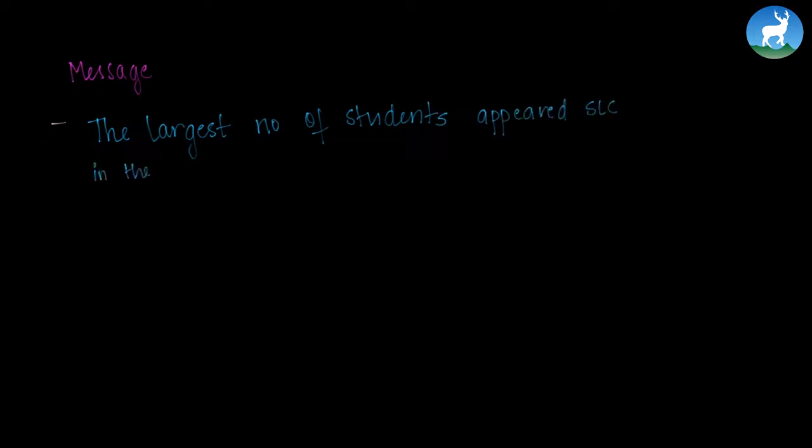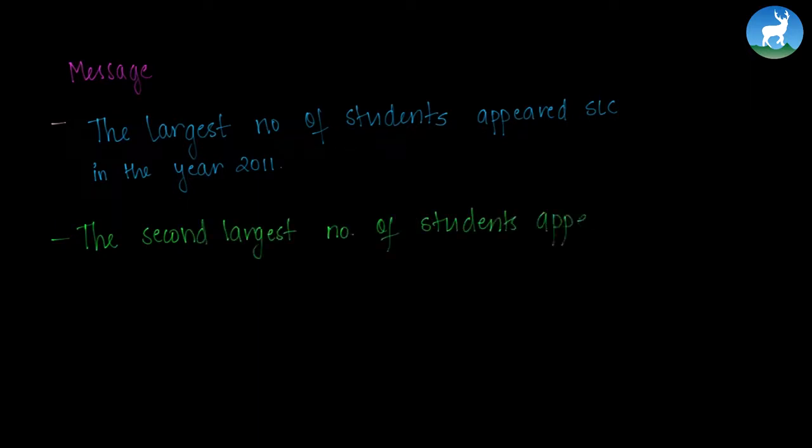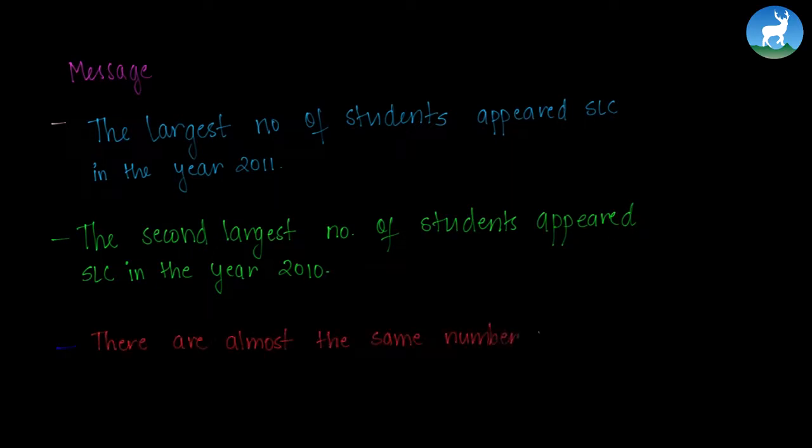So here we are giving a message that the largest number of students appeared SLC in the year 2011. We saw that from the pie chart. So the highest number of students appearing SLC is 33,000. So we are just writing that it's in the year 2011. Then the second largest number of the students appeared SLC in the year 2010. Continue. There are almost the same number of students appearing SLC in 2009 as that of 2010, which is 25,000, covering 105 degrees in the chart.